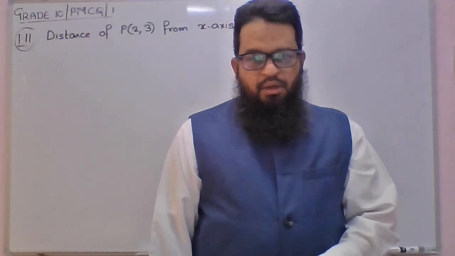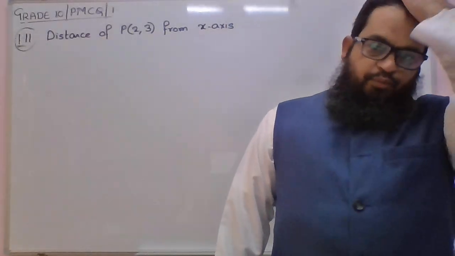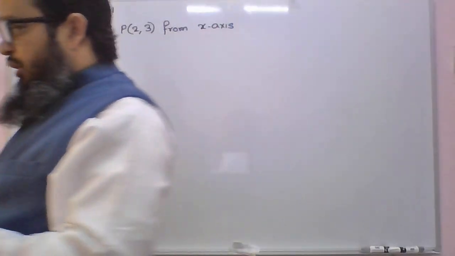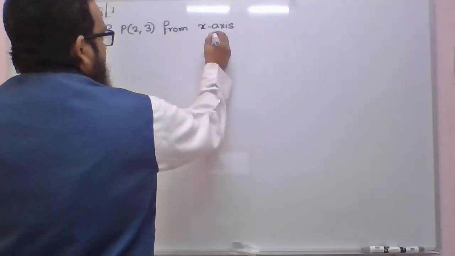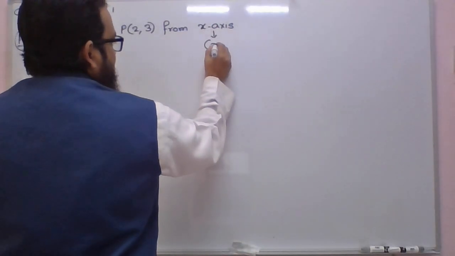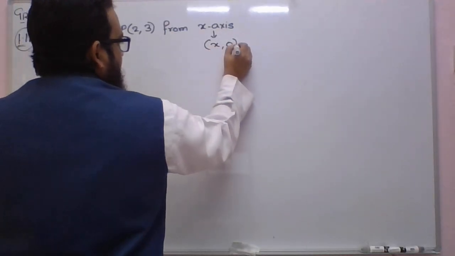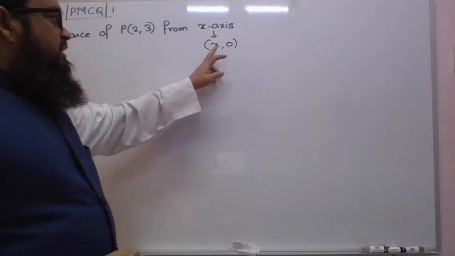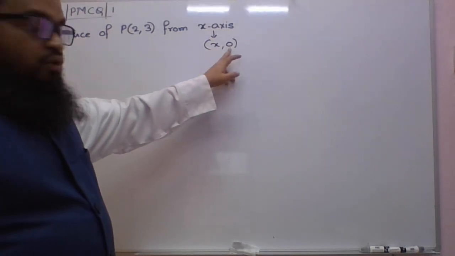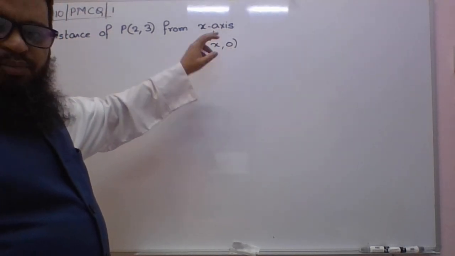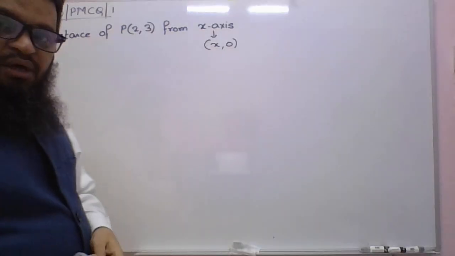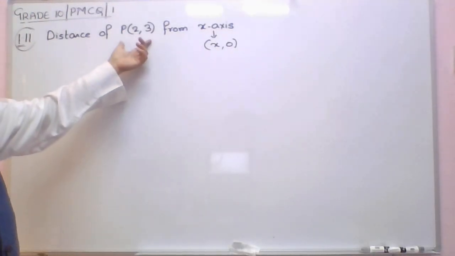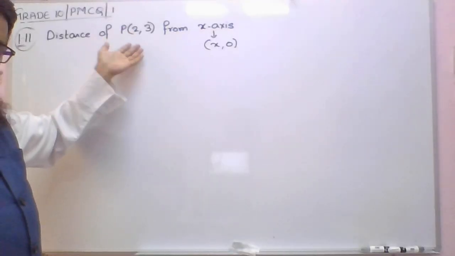PMCQ 1. Distance of point P(2, 3) from the x-axis. We all know that if you take any point on the x-axis, it will be in the form (x, 0). Wherever the point is on the x-axis, the y coordinate is 0 and the x coordinate depends on where the point is. Students, this is not even a problem, no need of keeping a pen over here.